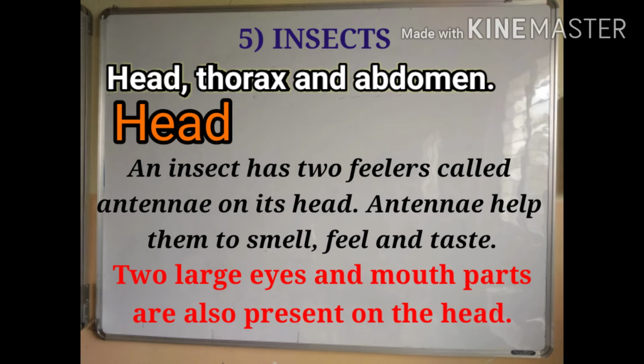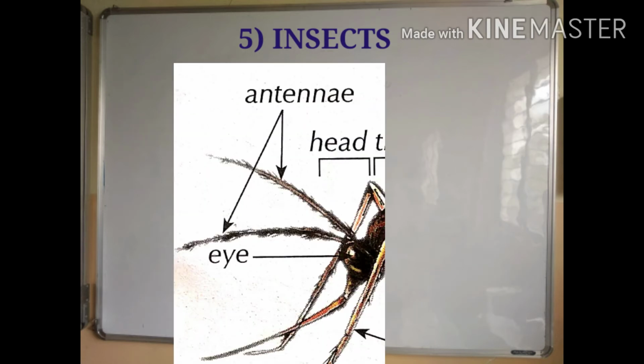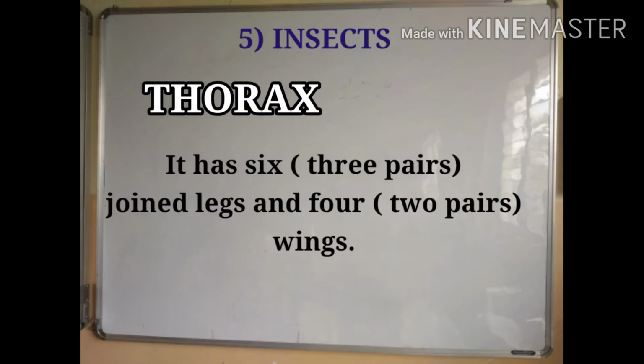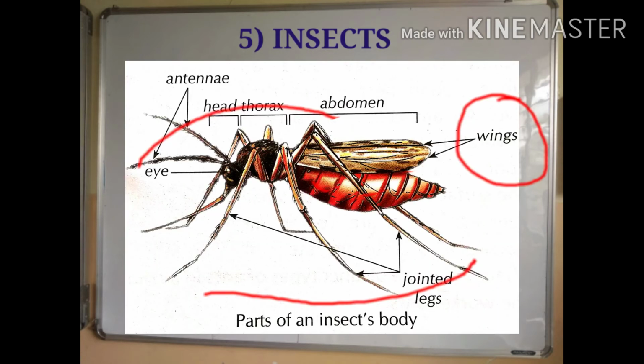Now I will show you the diagram. We have already seen that picture, again we have to observe. See, it is the head. In that, antennae and eyes, these parts are present. Understand? Okay. So this is the part of the head. Now we have to see the thorax region. It has 6 legs, that is 3 pairs of joint legs, and 4 wings, that is 2 pairs of wings. Understood? See the picture here.